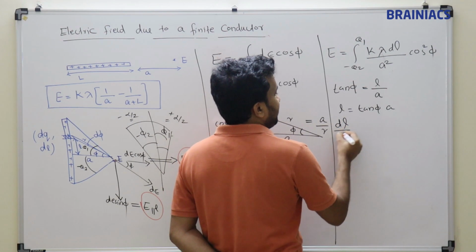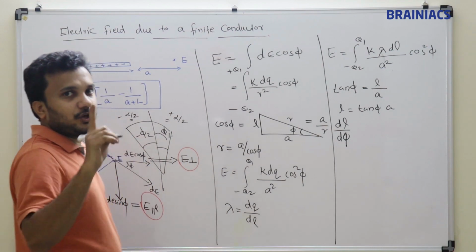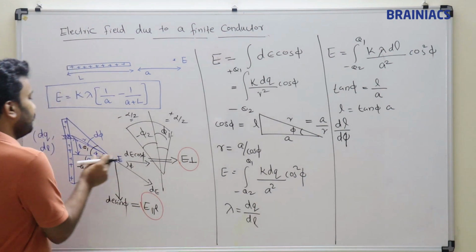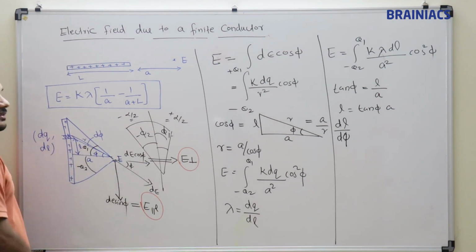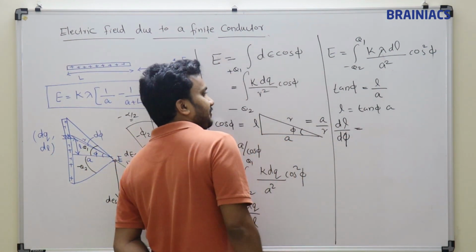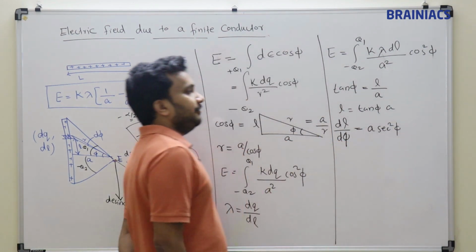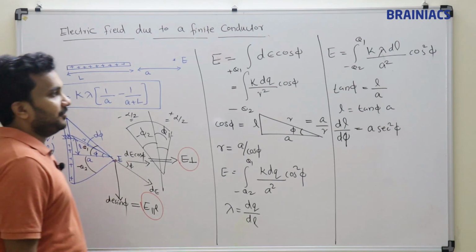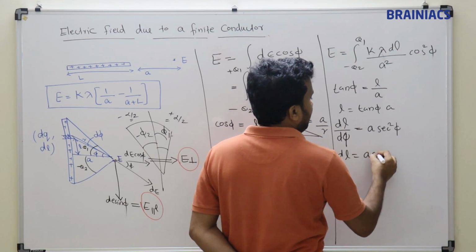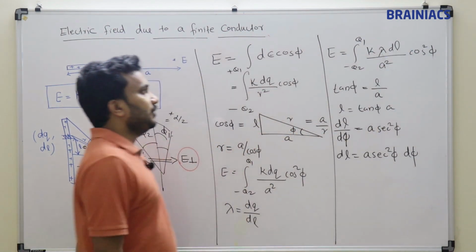So I'm differentiating L with respect to phi, because I have to remove dl. dl is not given in the real numerical questions for entrance examinations. They will give you the value of A, and theta 1 and theta 2, that's all. So dl by d phi is the differentiation of tan phi, which is A into sec square phi. So dl will be equal to A into sec square phi into d phi.